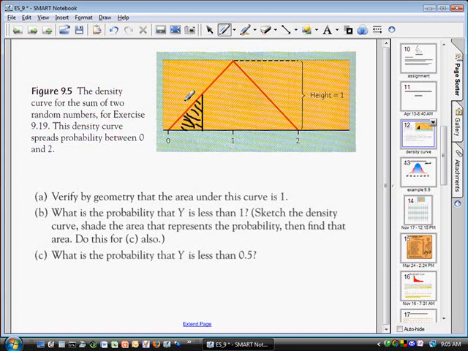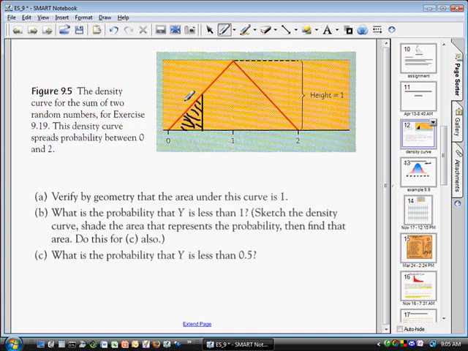Base, half. Height, looks like it's a half. What's a half times a half? A fourth. And then half of that is an eighth. So the chances of being less than 0.5 appear to be 1 out of 8.